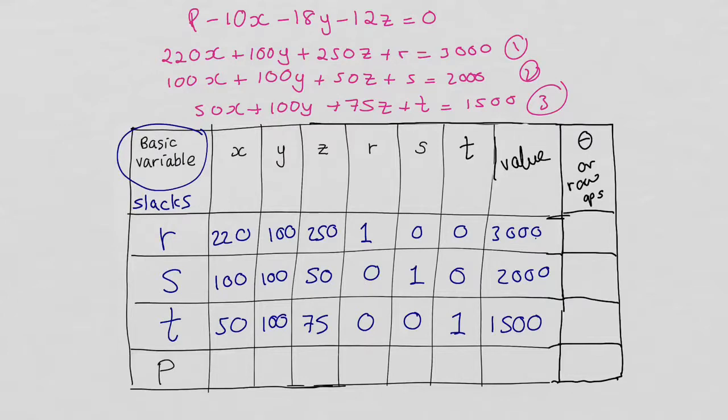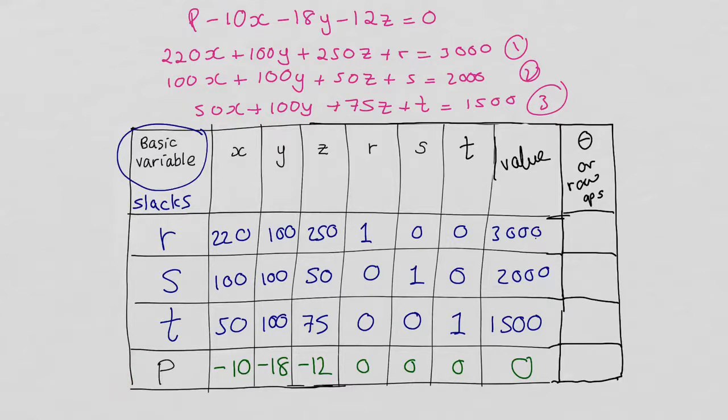Now for the objective row, I'm going to do it in a different colour just so you kind of think in your head that it's slightly different. I'm not going to treat it in exactly the same way that I would the constraints. So I'm going to put minus 10 in here, minus 18, minus 12. There's no slack variables for the profit equation and it's equal to 0. So although we're going to do row operations on the whole thing, including the objective row, I'm not actually going to be using this as a pivot at all.